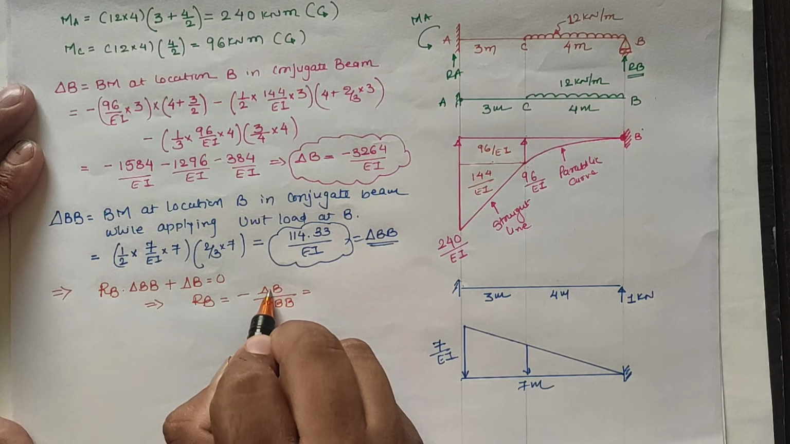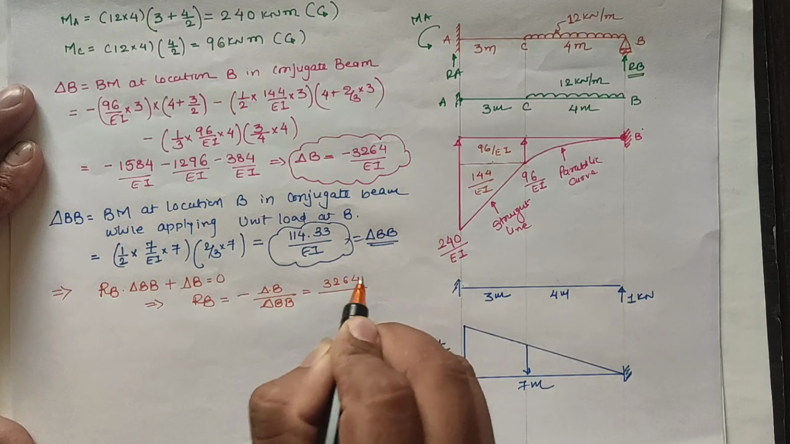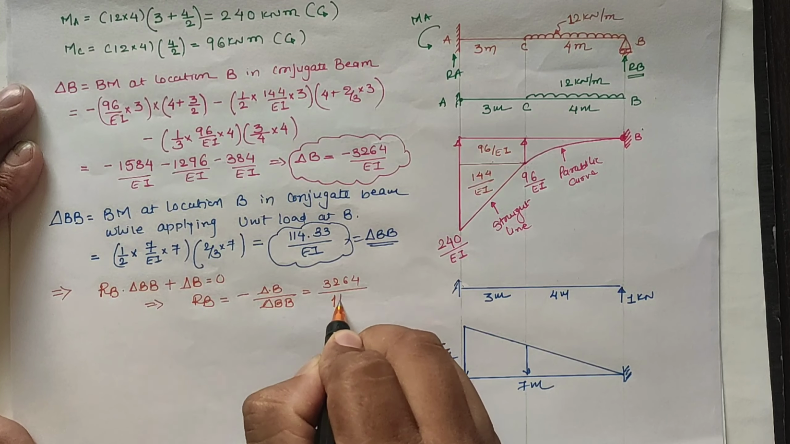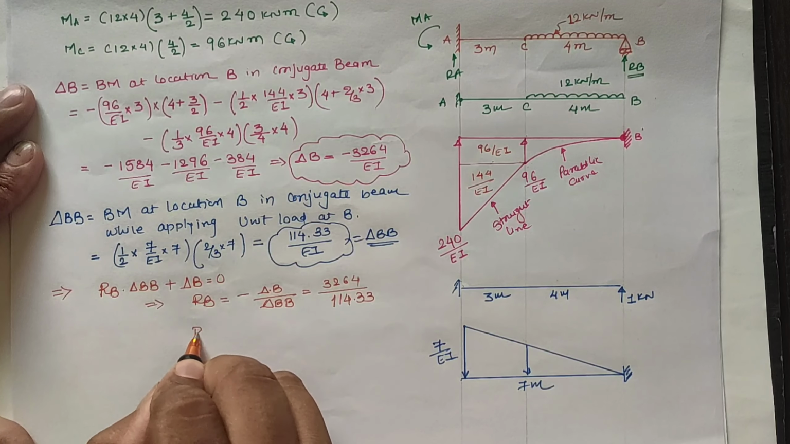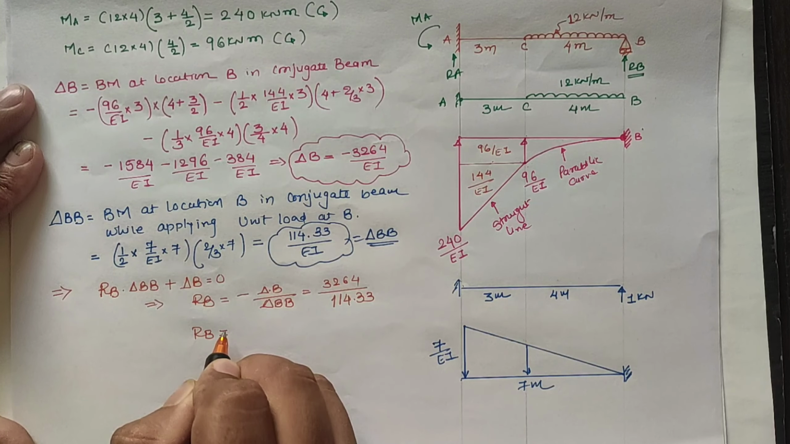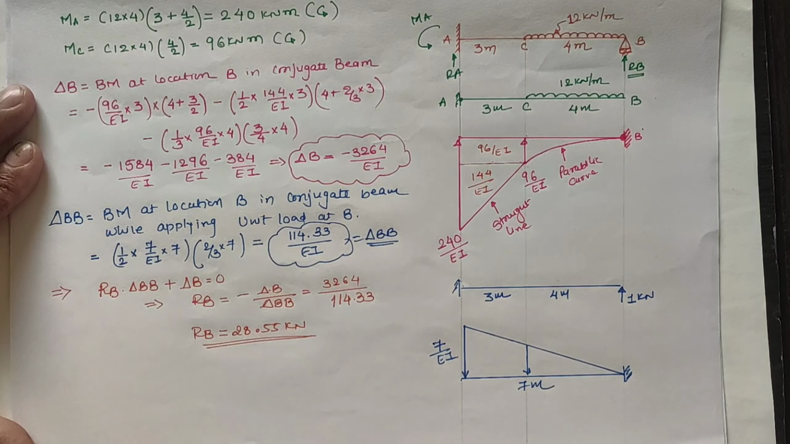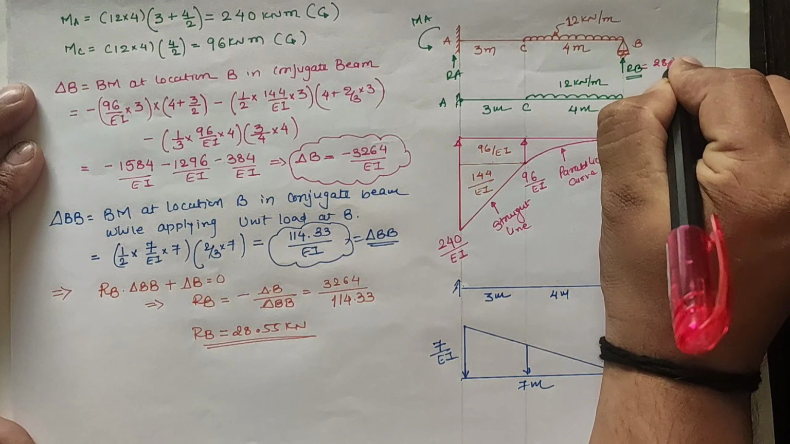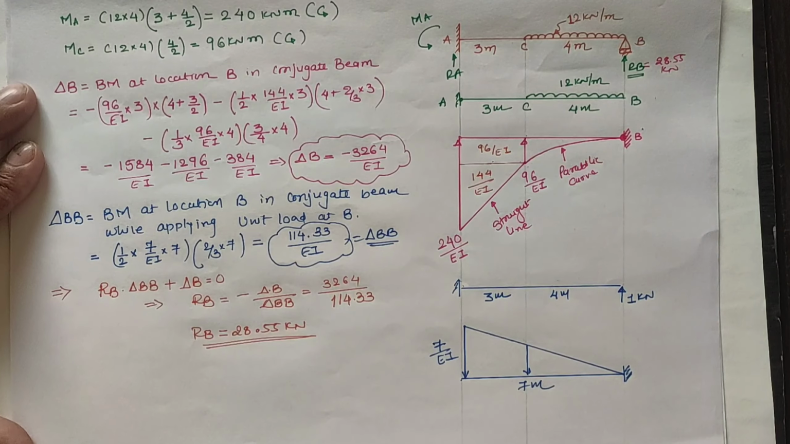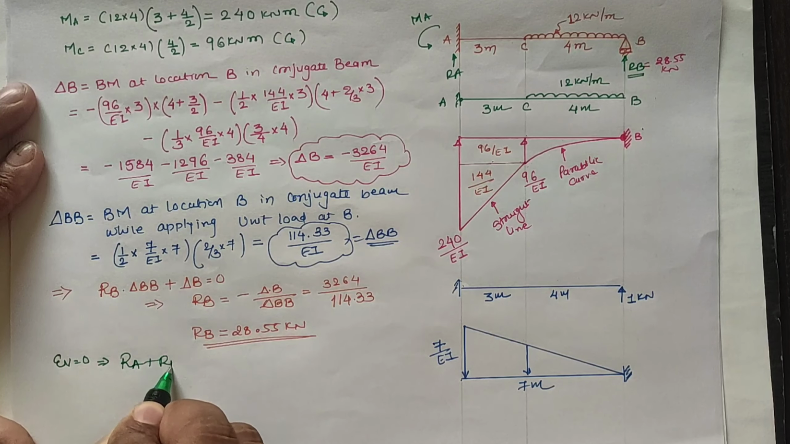Now minus delta B value is 3264 by EI, hence the value is 3264 divided by delta BB as 114.33, and EI from both the values is cancelled. So our reaction at B is equal to 28.55 kilonewton. So from the consistent deformation method, our RB value is 28.55 kilonewton.